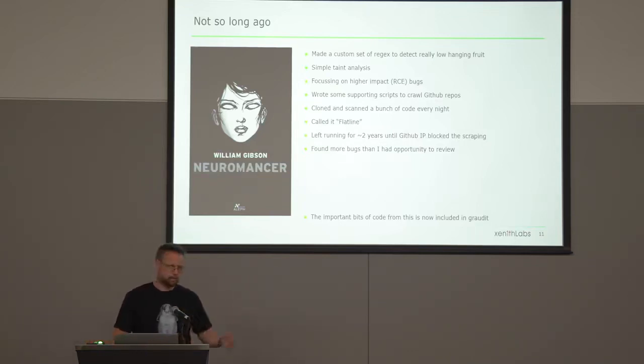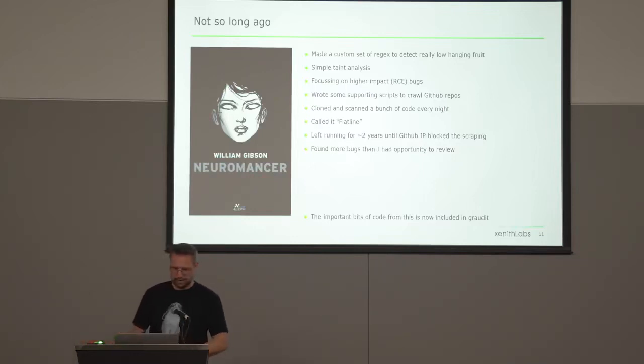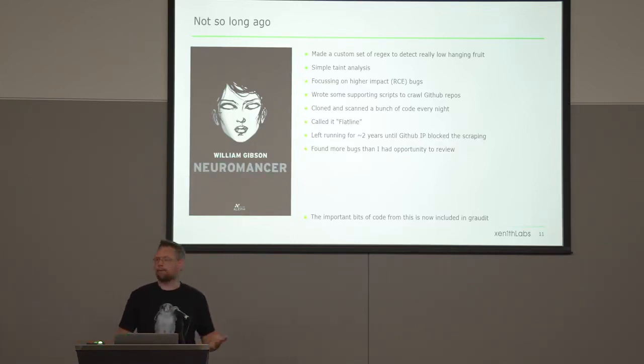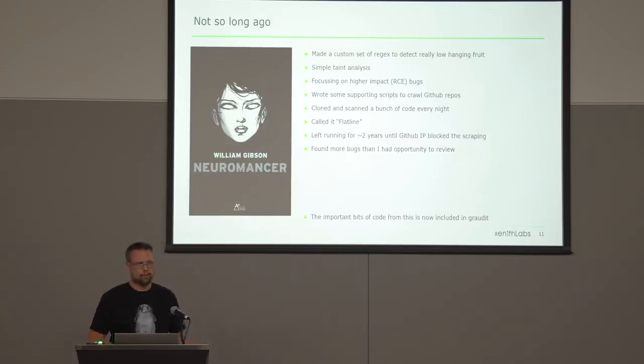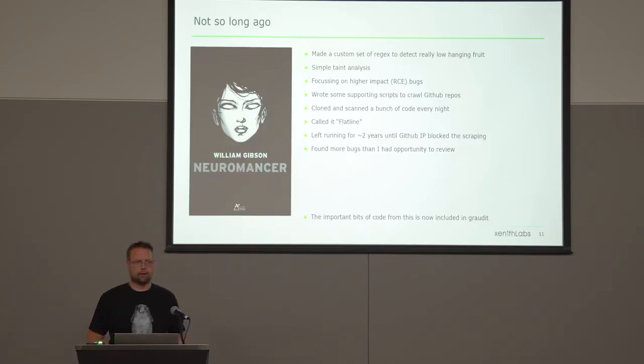So I call this Flatline, from the Flatline construct from Neuromancer. Not sure if it's really up to the standard, but I left this running for 2 years until GitHub blocked me, and it found more bugs than I had the capability to review. So I did the numbers on this not too long ago, and over that 2-year period, it found about 94,000 vulnerability candidates in the code bases that it scanned.